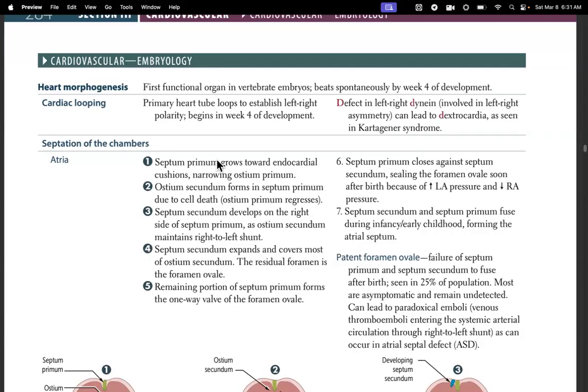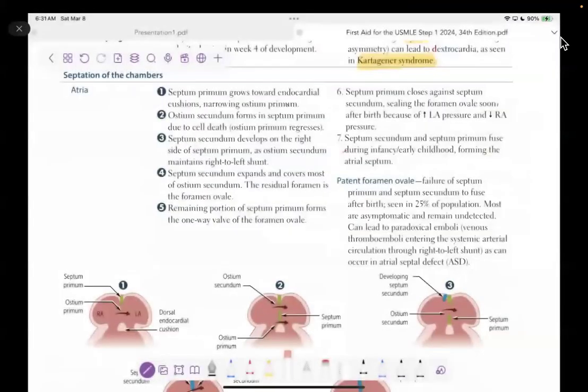So let's continue. Now we will read the lines of First Aid. Whenever I was preparing for my Step 1, these lines never made sense to me. I used to be confused all the time because they are not explained like a textbook. It is explained just like an outline. It is not easy to understand before understanding the concept.